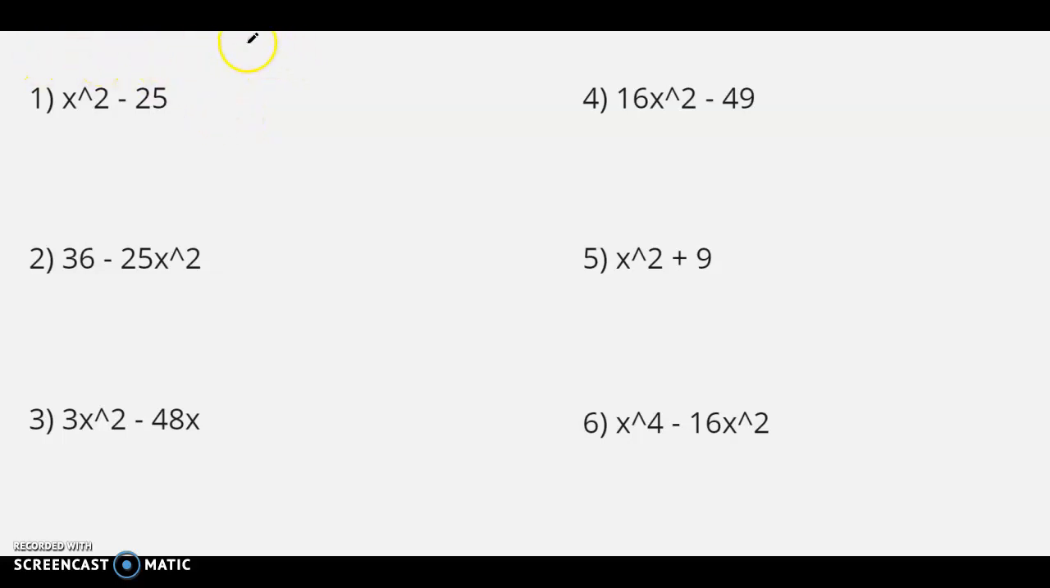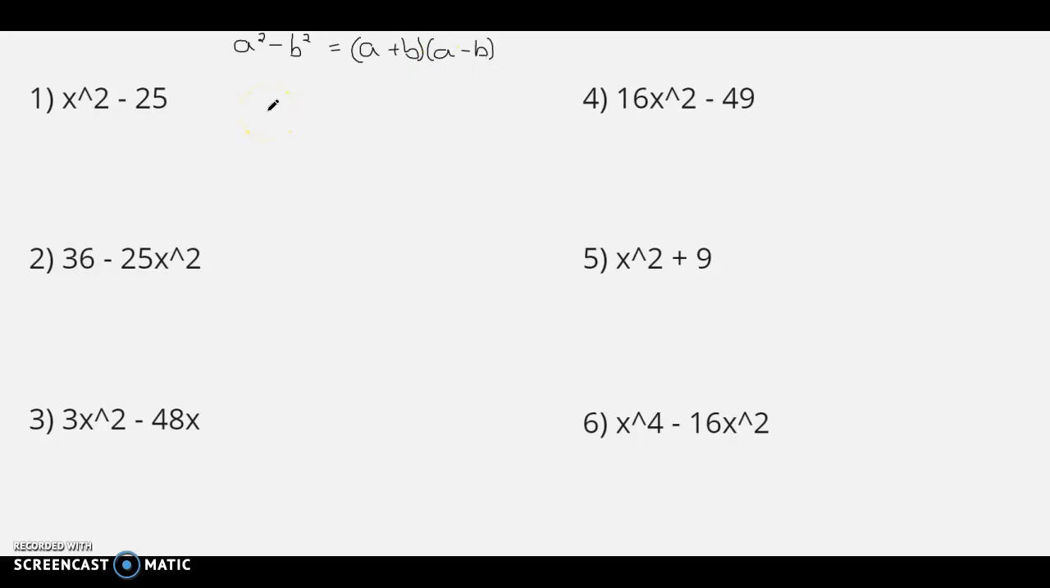Now the difference of squares is when you have a binomial with two perfect squares and they're being subtracted. So if the format is a squared minus b squared, like up here, you will always see this factor as a plus b times a minus b. And it doesn't matter what comes first. It could be plus first or minus first.